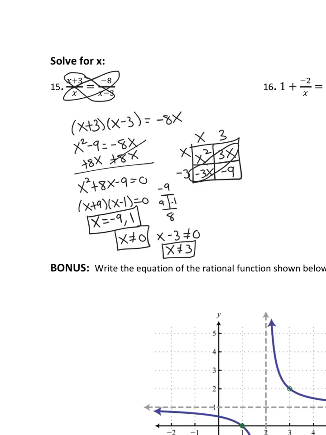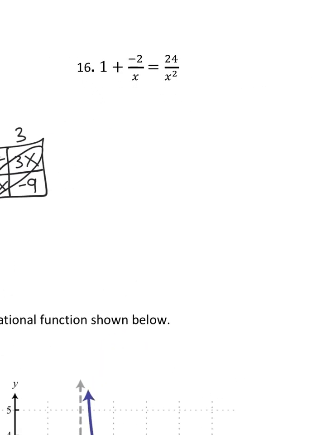Notice that none of the answers that we got are in those restrictions, so the two answers that we got are valid. For number 16, you do have to find a common denominator because you are adding. So the common denominator here is going to be x. I don't really care about the right-hand side right now. I just care about combining the left-hand side.